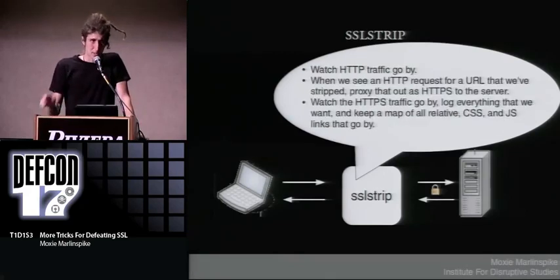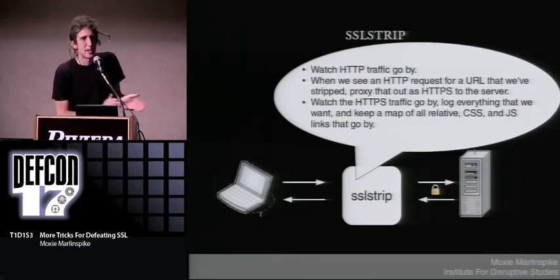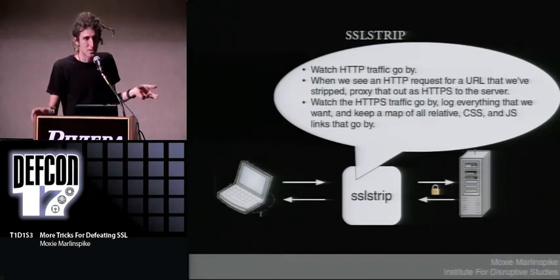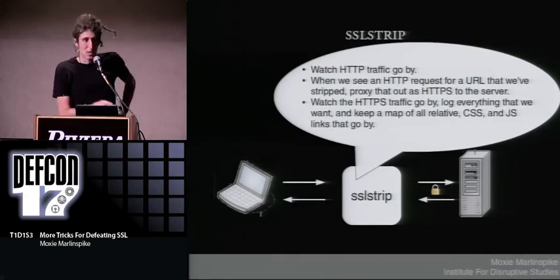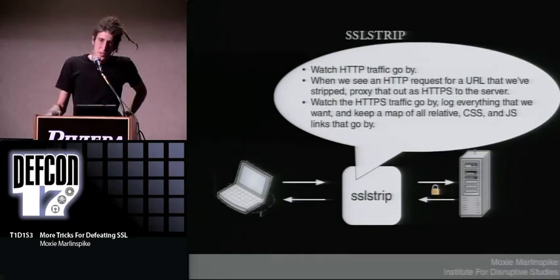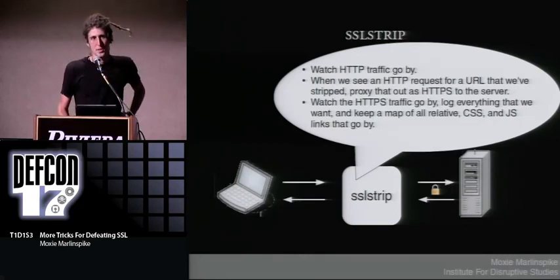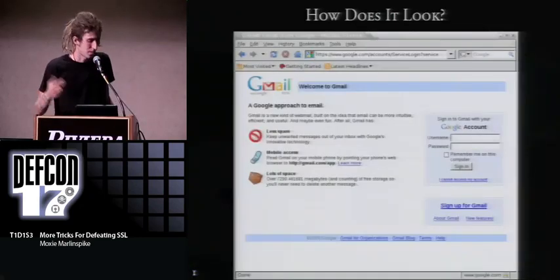Then it continues to watch the HTTP traffic go by. And if it sees a request for a URL that it's stripped, it proxies that out as SSL to the server, right? So the server never knows anything's wrong. It's getting SSL connections on the URLs that it expects to get SSL connections for. And on the client side, it still just happens to be HTTP. And then you just keep watching the HTTPS traffic come back from the server, and you keep a map of all the relative CSS links, JavaScript links, all that stuff, right? Because those should be SSL connections too. And of course, you log everything that you want to log. So how does this look, right?